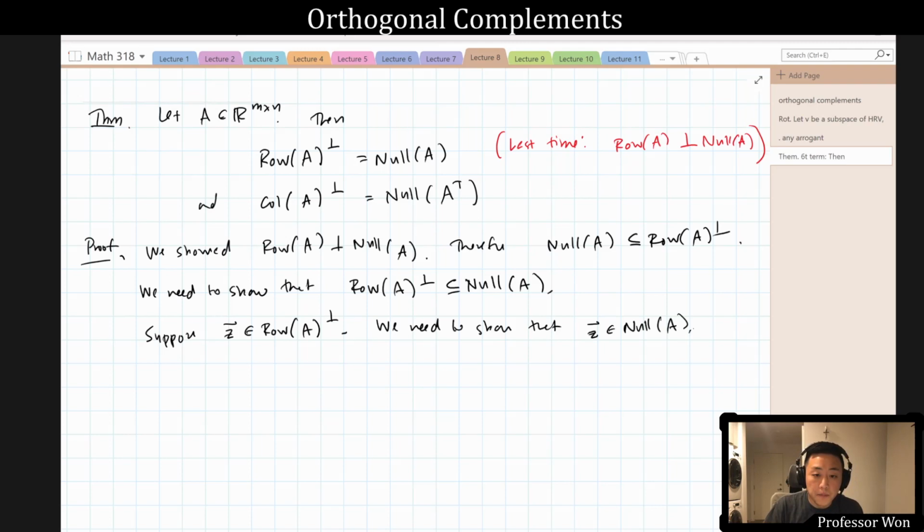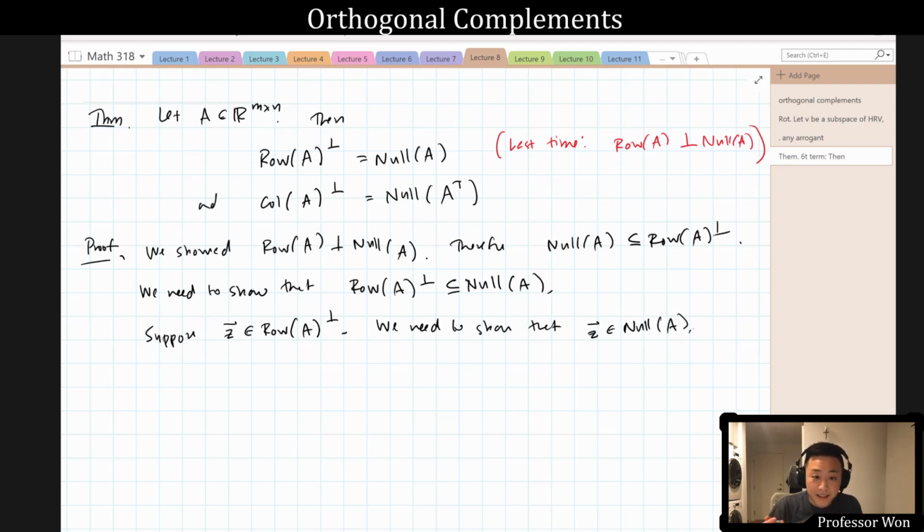Okay, now we have to think about what happens when you multiply A by Z. Do you get 0? That seems like it's going to be yes, because when you multiply A by Z, what you're doing is taking the dot product of the rows of A with Z. And you're going to get 0 every time because the rows of A are in the row space, and Z is orthogonal to every vector in the row space.